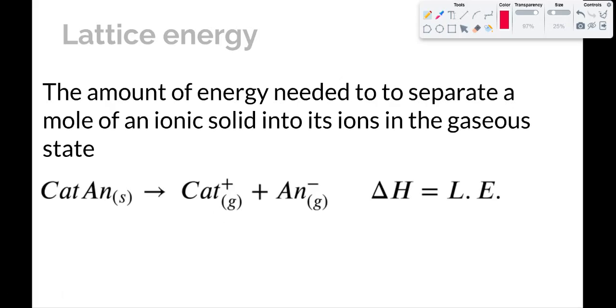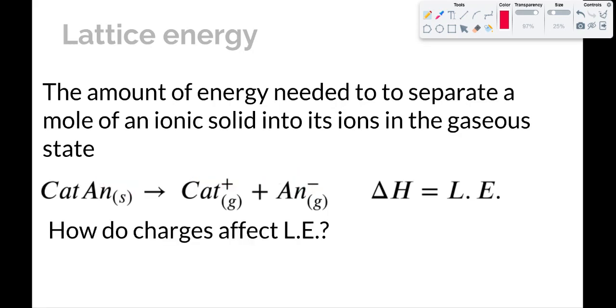So just to put some specifics to that, let's say that our cation is sodium and our anion is chlorine. So that's sodium chloride as a solid separating into sodium ions in the gaseous state and chloride ions in the gaseous state. To do that requires quite a large amount of energy, and that is called the lattice energy.